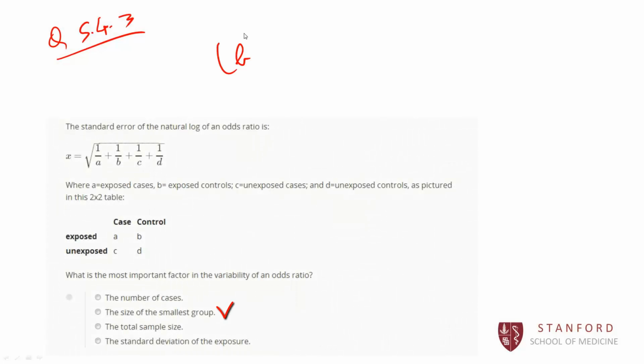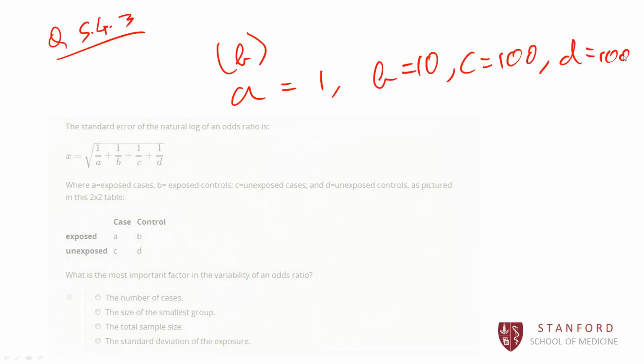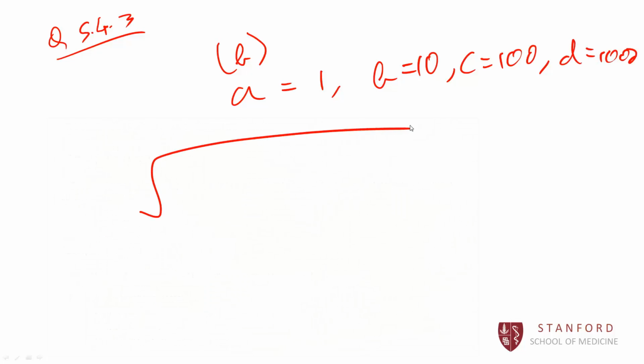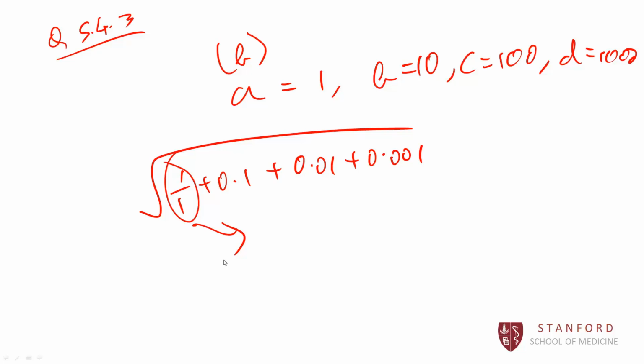The correct answer for this question is B, the size of the smallest group, and we can illustrate that using a very simple example. Let's say we had a case where A was 1, B was 10, C was 100, and D was 1000. We can see that the four expressions in the formula come out to be 1 by 1 plus 0.1 plus 0.01 plus 0.001. And we can see that the first expression is the one that is going to impact the standard error the most.